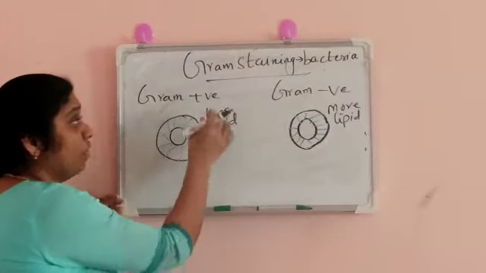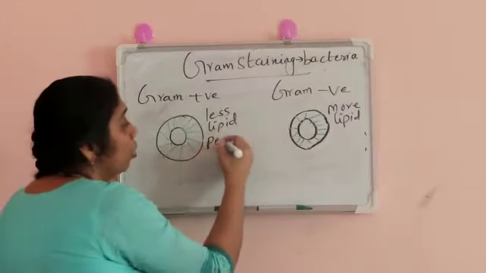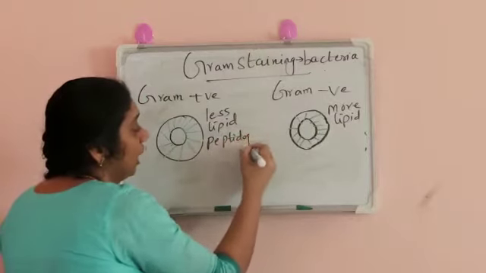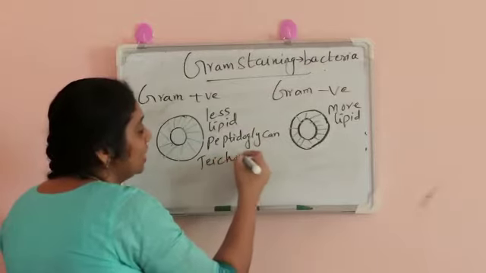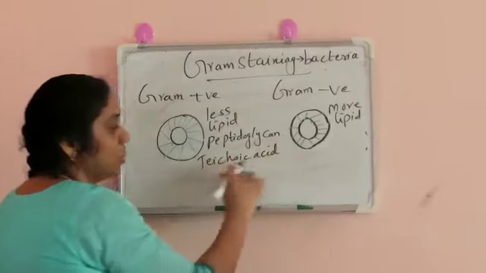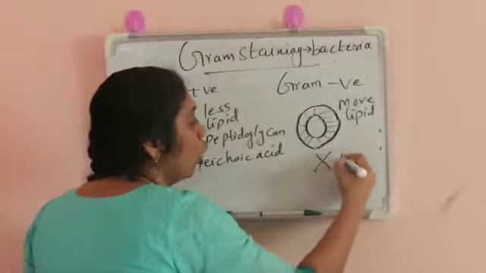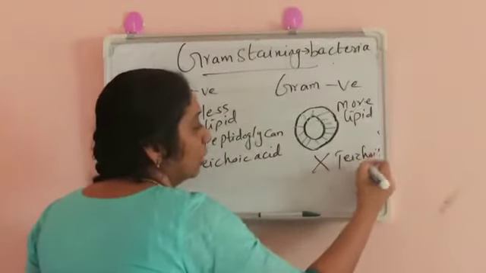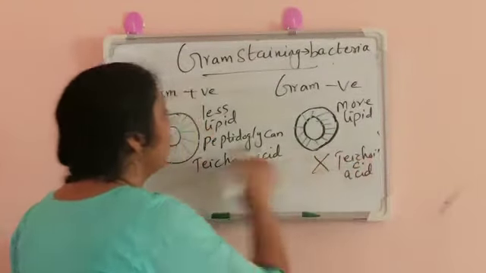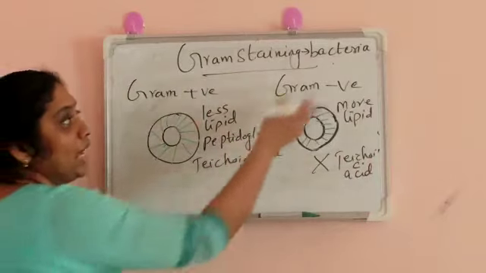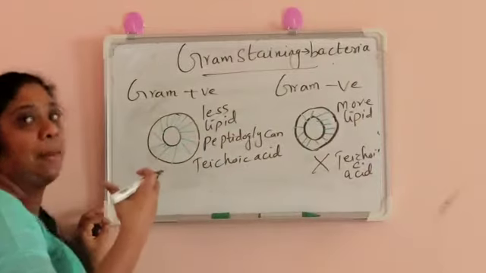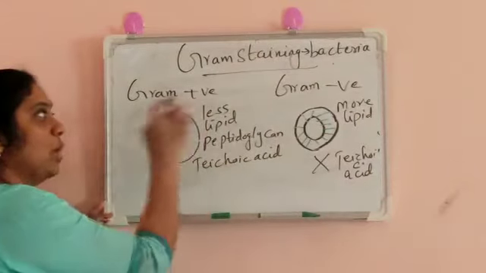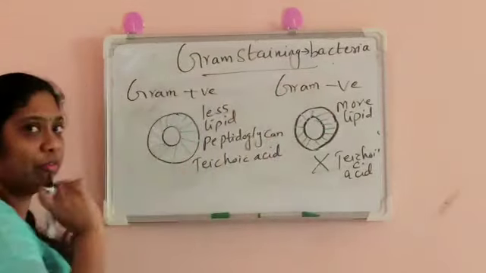Also, in the peptidoglycan of gram positive bacteria, teichoic acid is present. In gram negative bacteria, there is no teichoic acid. So based on the physical and chemical composition, we can differentiate between gram positive and gram negative bacteria.